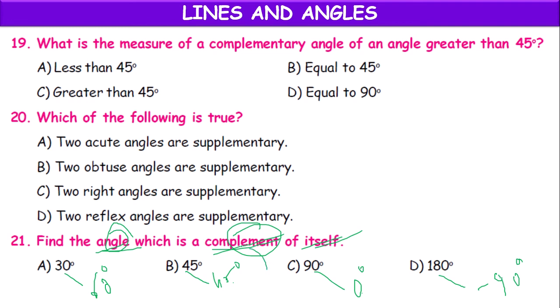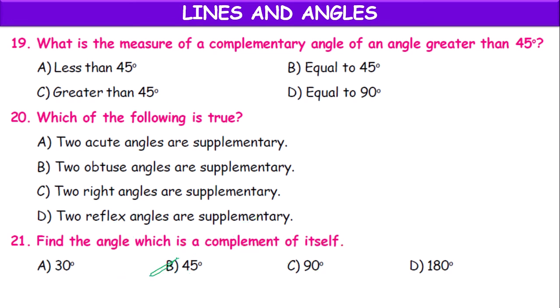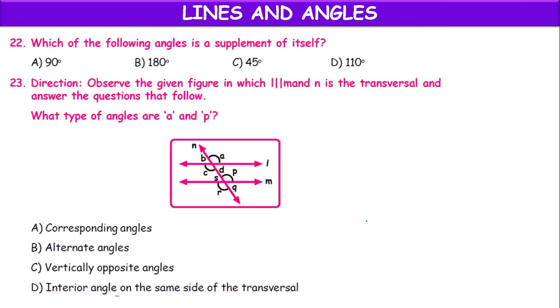So here, if you observe option B, the angle is 45 degrees, and its complement is 45 degrees. So it is the complement of itself. So option B is right. If they ask for the supplement of itself, then 90 degrees will be the answer, because 90 plus 90 equals 180 degrees. So 45 degrees is the complement of itself. Next question, same question, supplement of itself. Answer: option A, 90 degrees.